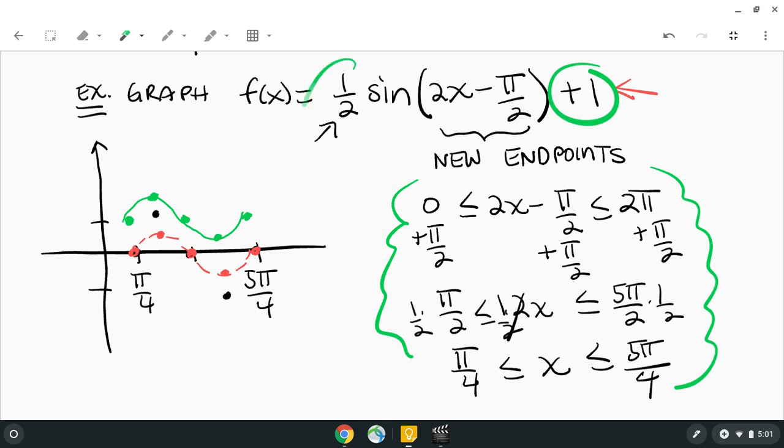So again, this here takes care of your horizontal shifting. Just do that, figure out where your 5 points are going to go between, and plot them. Then all you have to do is deal with this and this as far as your transformations go.